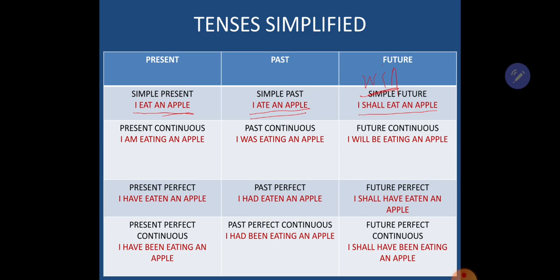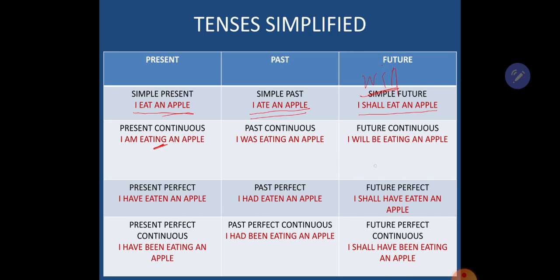Now comes continuous tenses. In continuous tenses, you will find the ing form of the verbs. Present continuous tense: I am eating an apple. I was eating an apple. That is past continuous tense. And future continuous tense: I will be eating an apple.